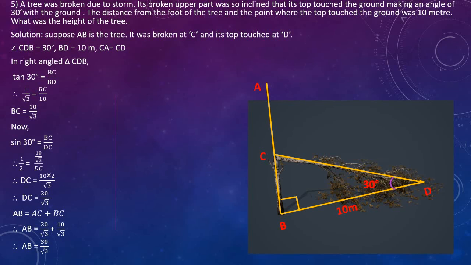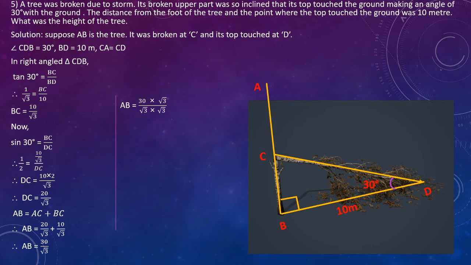Now we got the value of DC, so we can find the value of AB. So AB is equal to AC plus BC. Therefore AB is equal to 20 upon root 3 plus 10 upon root 3, where AC is equal to DC. So 20 plus 10 upon root 3 is nothing but 30 upon root 3. Therefore AB is equal to 30 upon root 3.